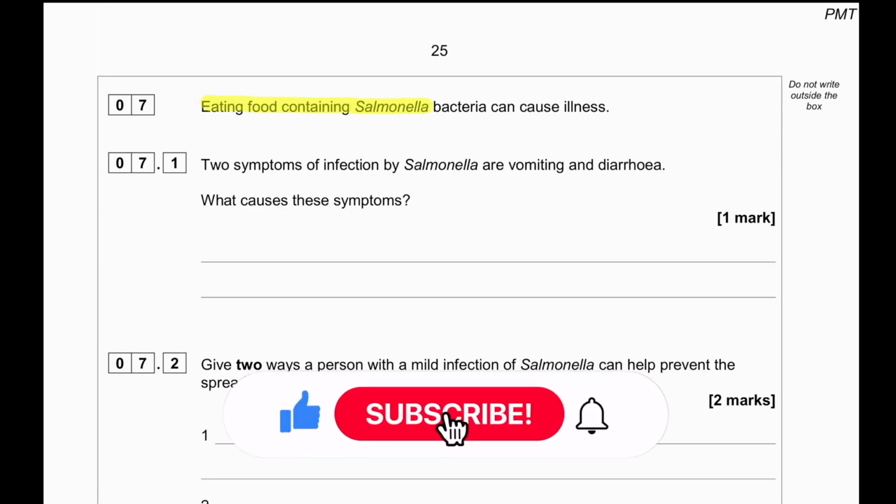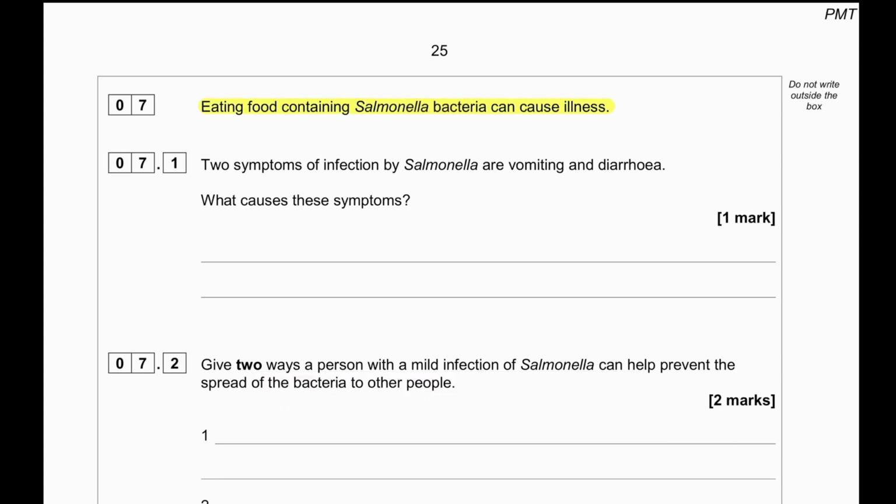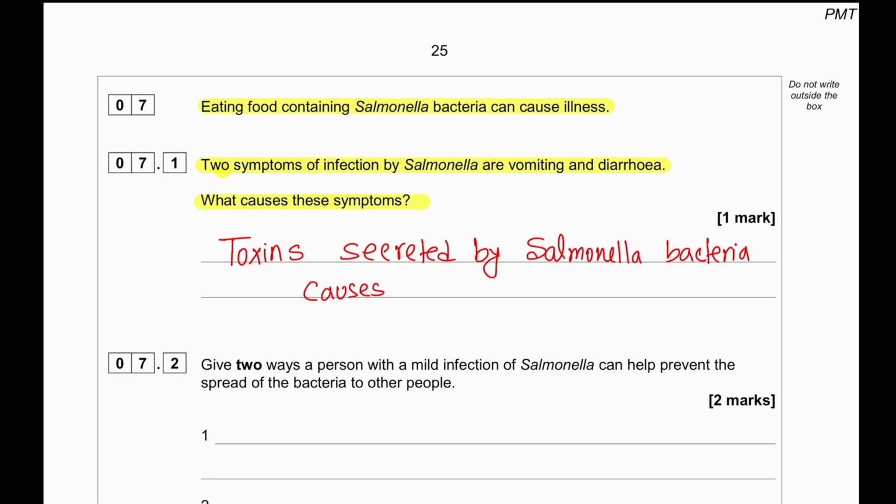Eating food containing Salmonella bacteria can cause illness. Two symptoms of infection by Salmonella are vomiting and diarrhea. What causes these symptoms? Toxins are secreted by the Salmonella bacteria, which in turn causes the symptoms of vomiting and diarrhea.